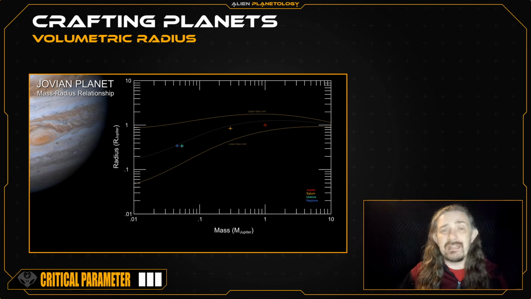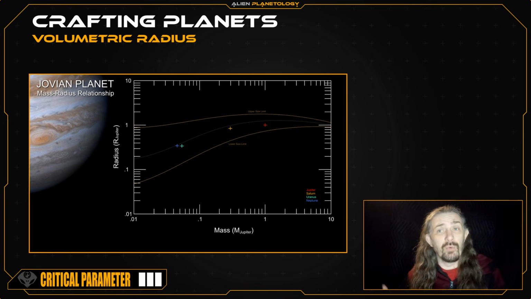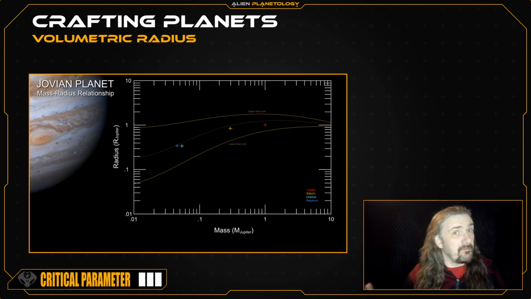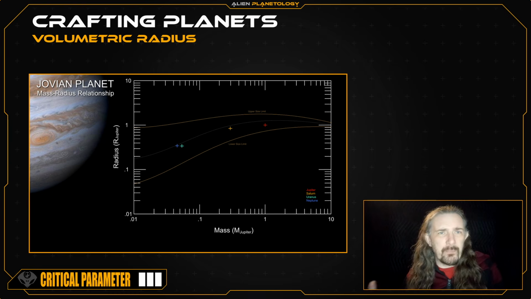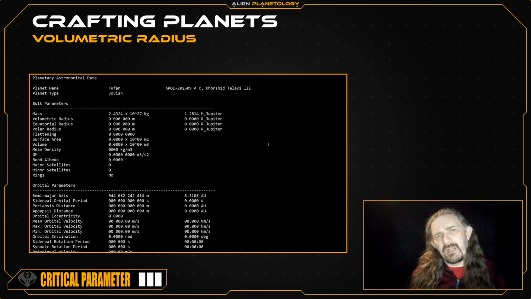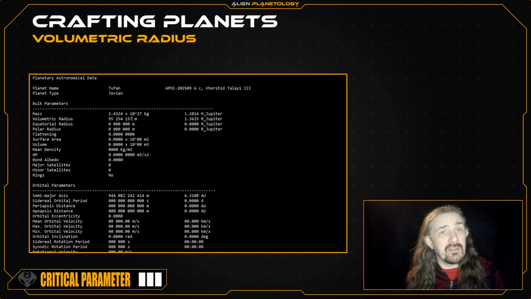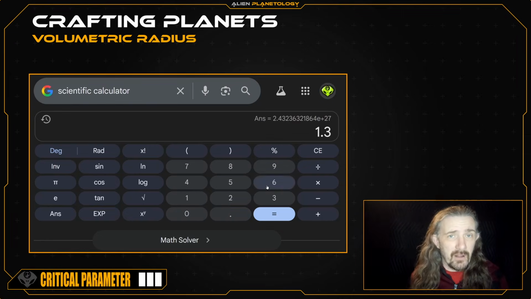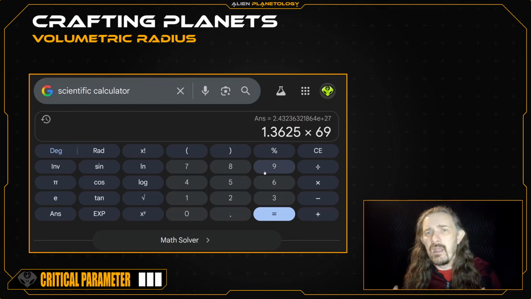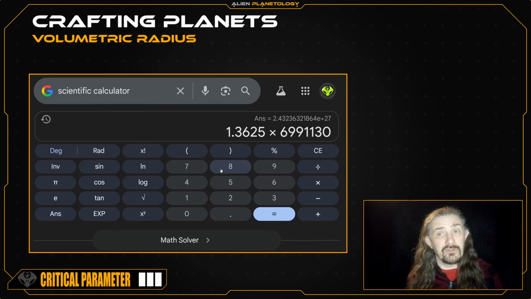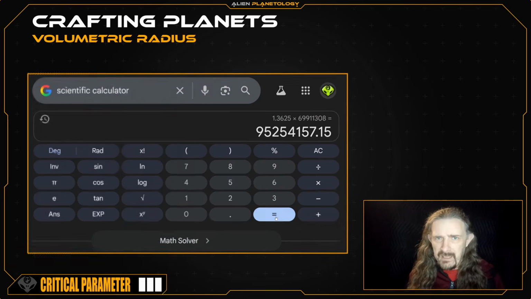Due to these two factors, it is entirely possible to have a planet that is only a quarter the mass of Jupiter, but 50% larger in radius, or a planet that is 3 times the mass of Jupiter, but 10% smaller. My planet is about 28% more massive than Jupiter, so I'm going to place its radius close to the median value, say 1.3625 Jupiter radii. I'll record this value on my SAP sheet and then multiply it by Jupiter's nominal volumetric radius of 69,911,308 to get my planet's radius in meters.